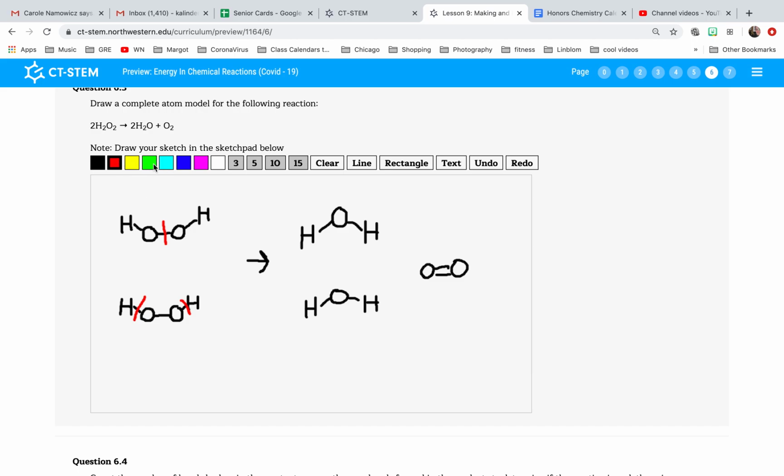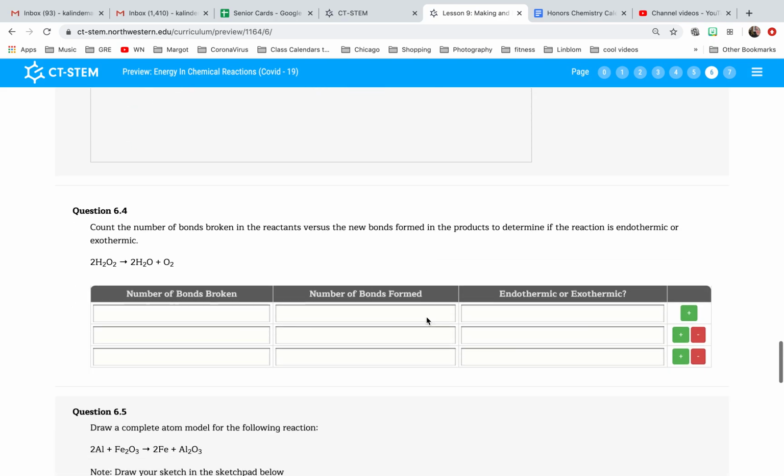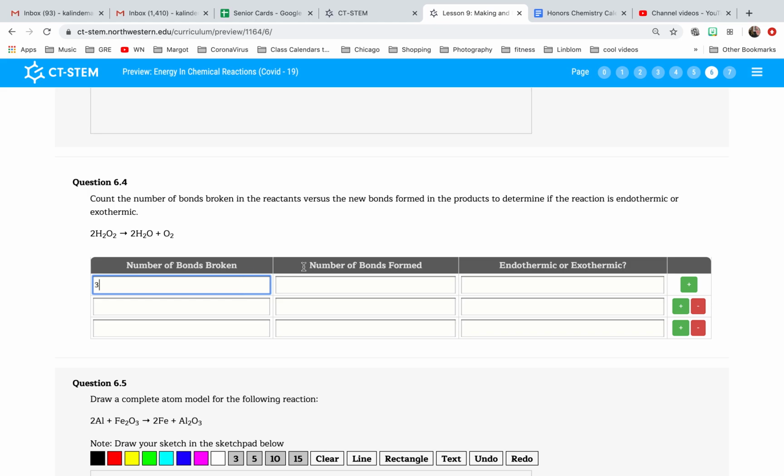All right, so then bonds formed. We have this one being formed, we have this one being formed, and we now have a double bond here instead of a single bond. So you'll notice we have 3 bonds being broken, and we have 3 bonds being formed. And this goes against what we were talking about, right?